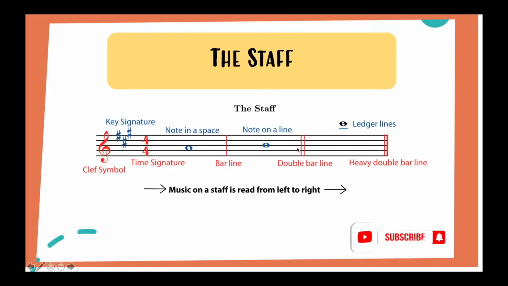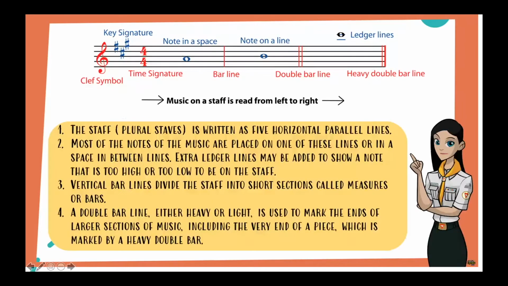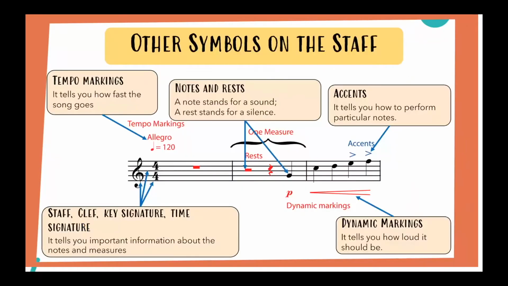We have a double bar line, and we have a heavy double bar line. So when you see this, it's because the music is finished. It's the end of the music. So next, this is exactly what I have talked about so far, and we're going to get this presentation. I have added some text so that you can read it again. But basically, what is written here is exactly what I said.